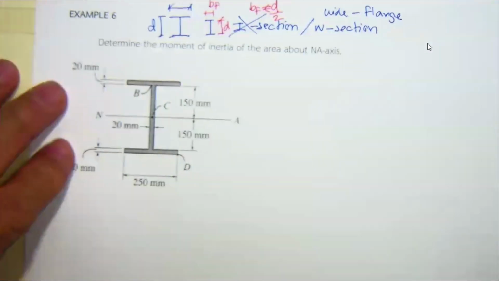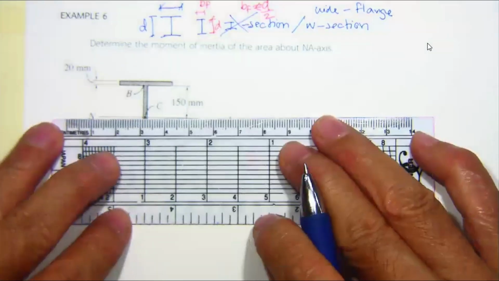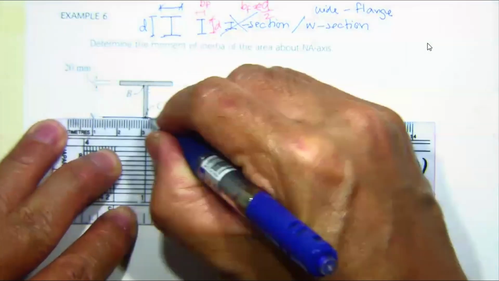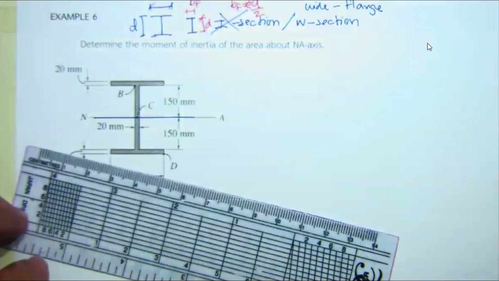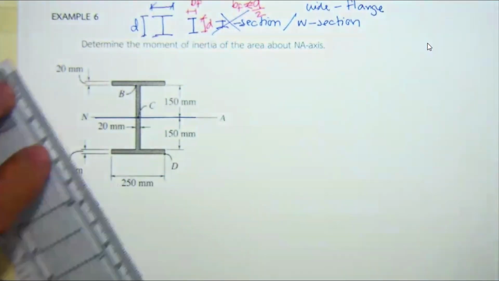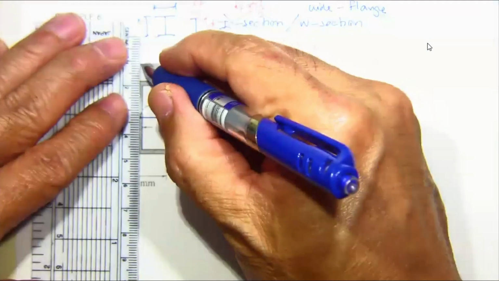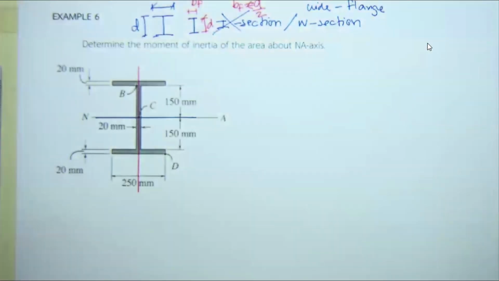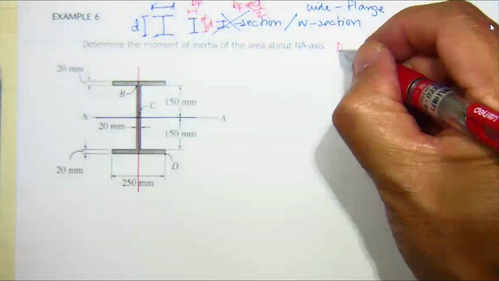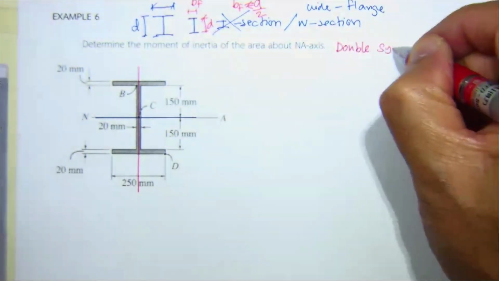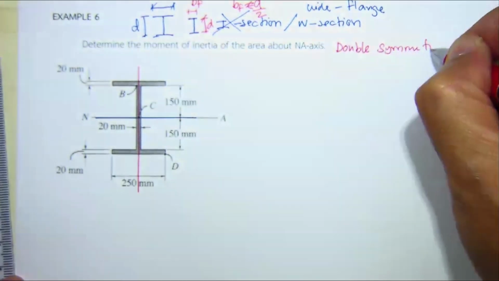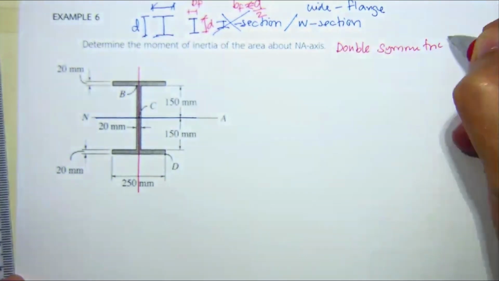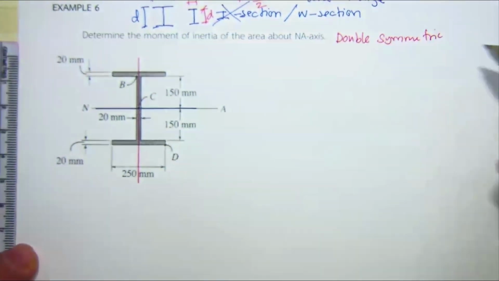Again, how come you call it that? Since this is an axis, the top and the bottom are the same. If you divide it by this axis, again, they are the same. So there are two axes of symmetry. We call this section a double symmetric section.